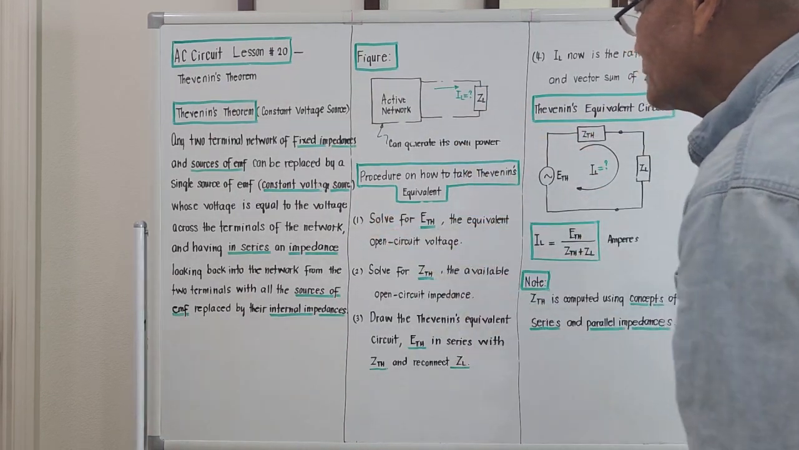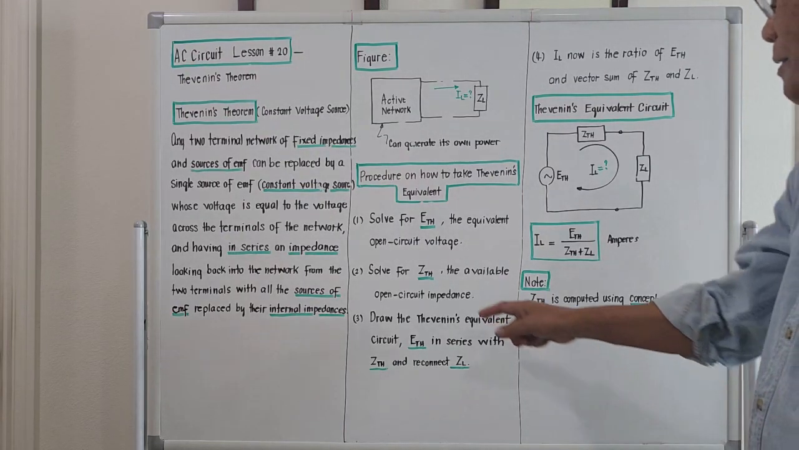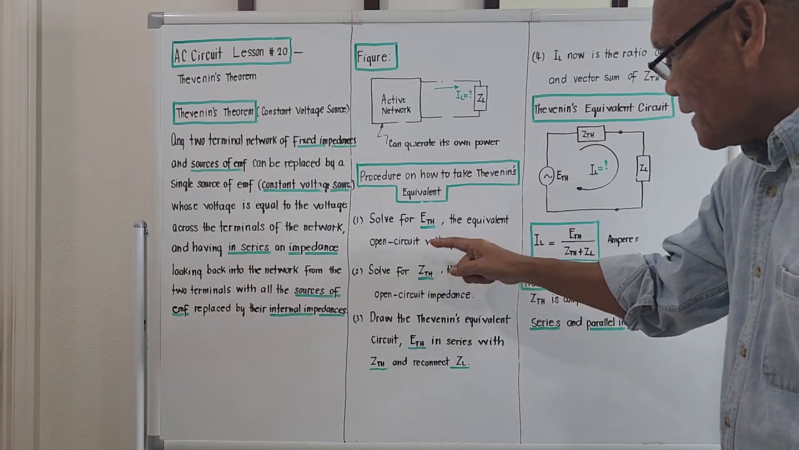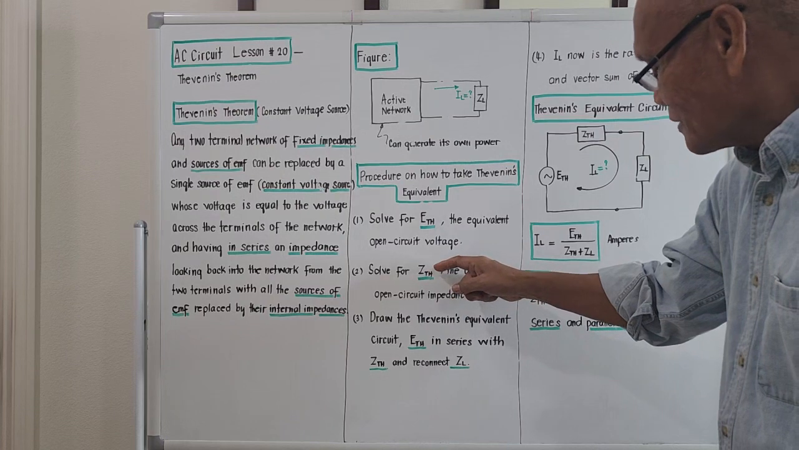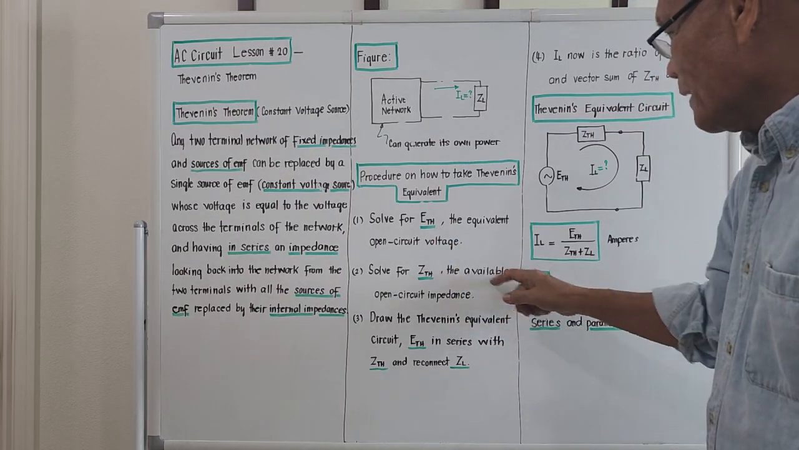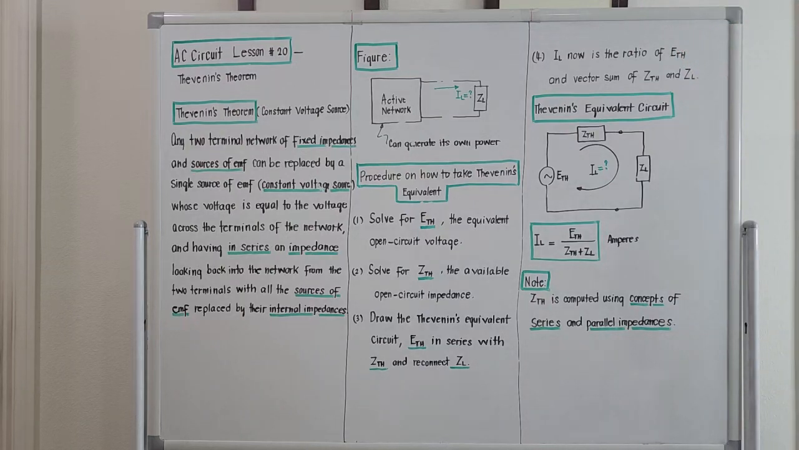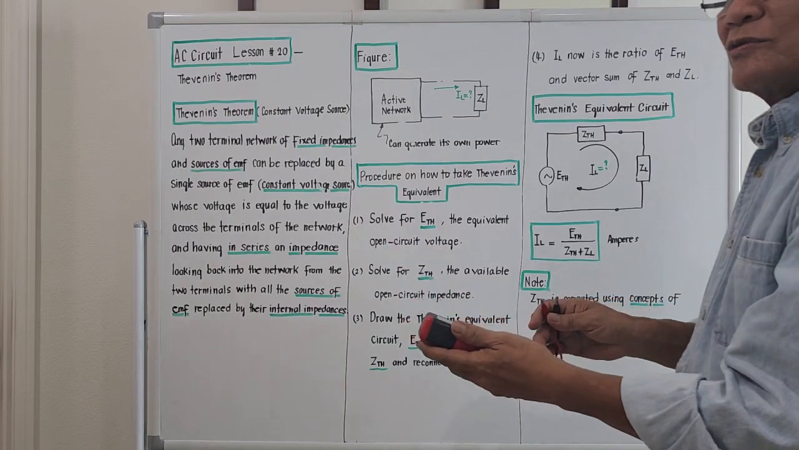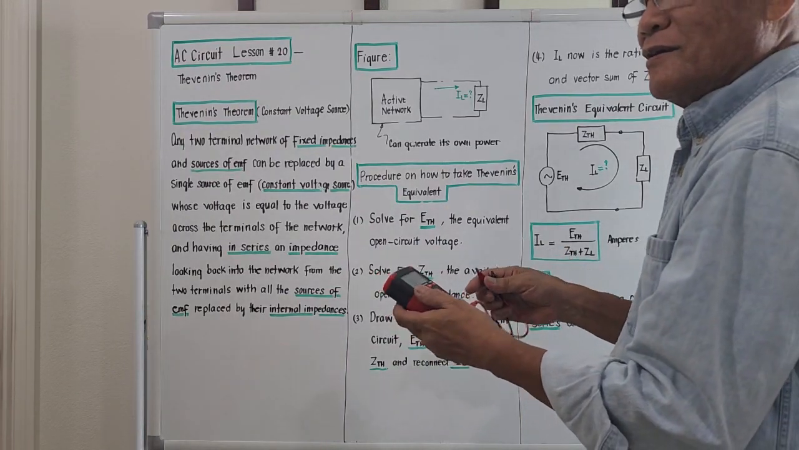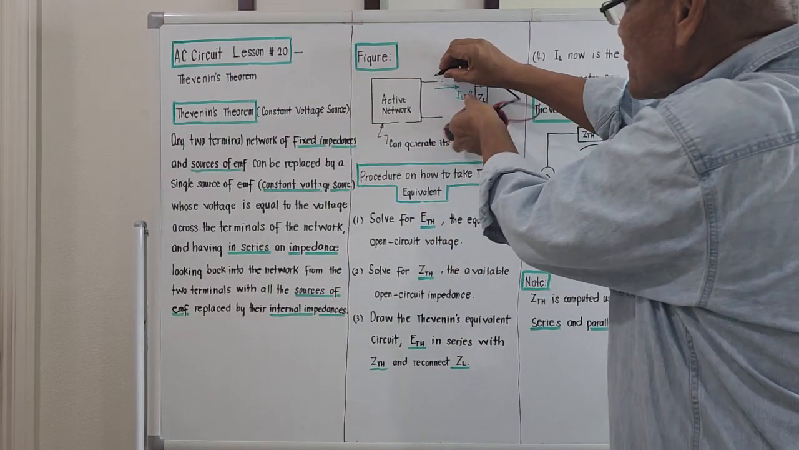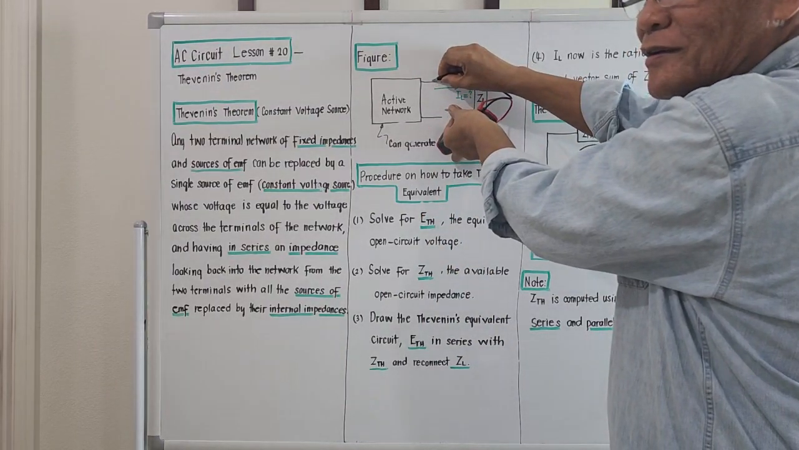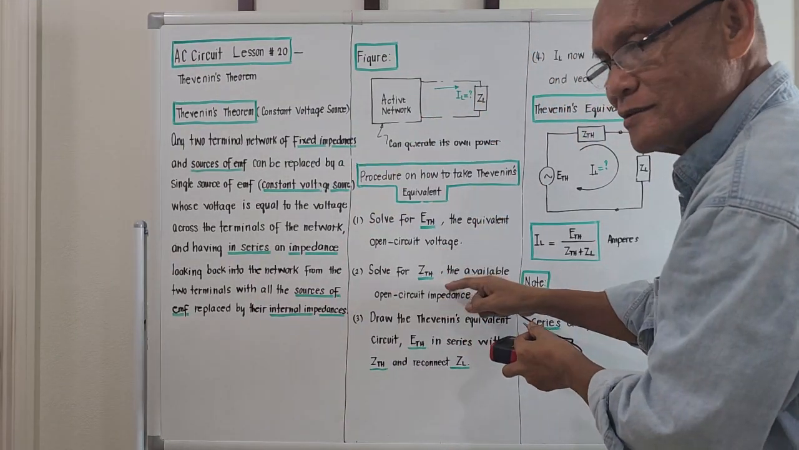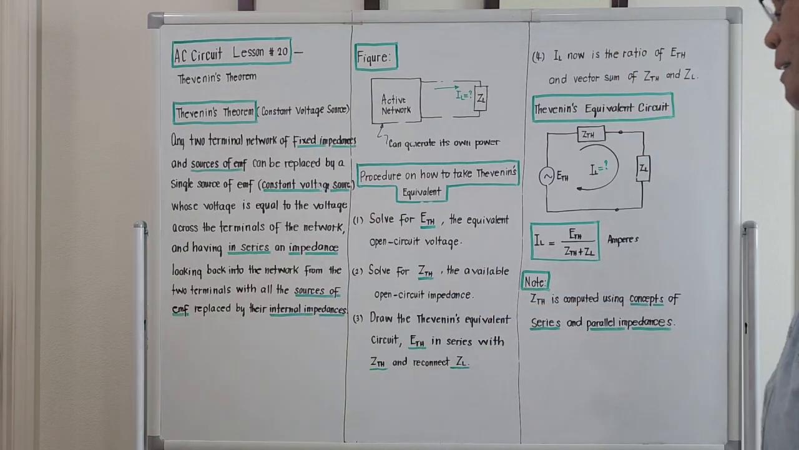Okay, that's number one. And number two, solve for ZTH, capital Z with the subscript TH, meaning Thevenin impedance. This is Thevenin's impedance, the available open circuit impedance. It seems like you set your tester to the ohmmeter setting, then try to measure the open circuit impedance over here. And Mr. Thevenin termed that one simply ZTH.